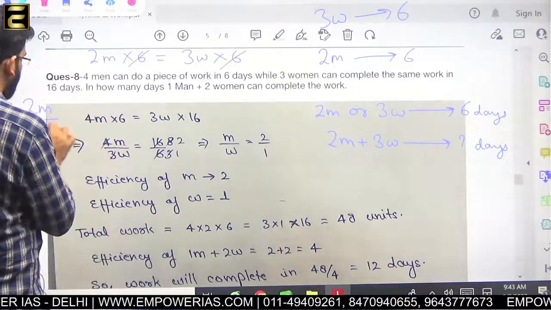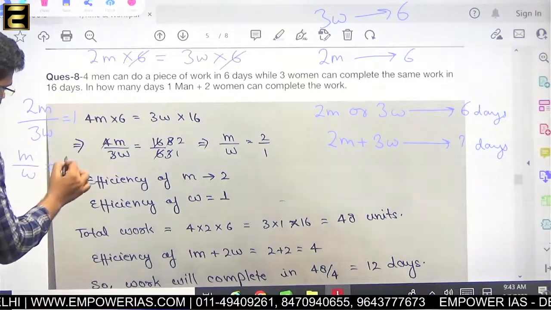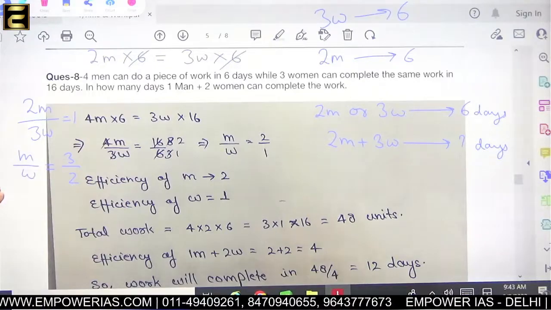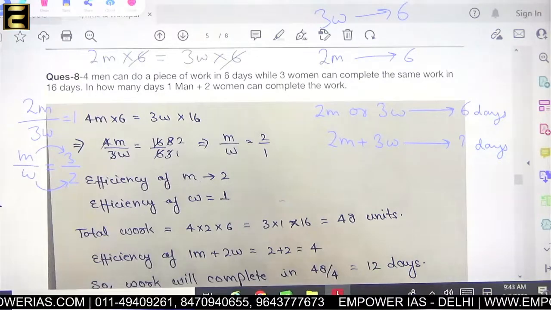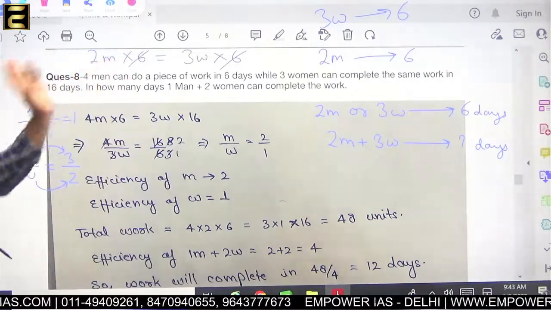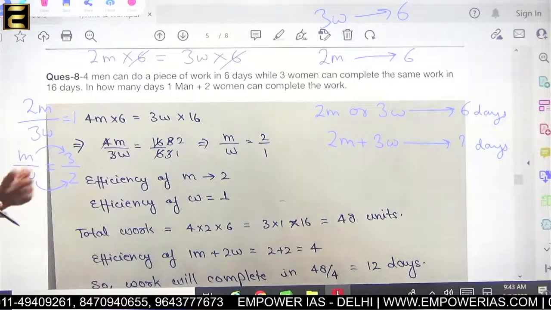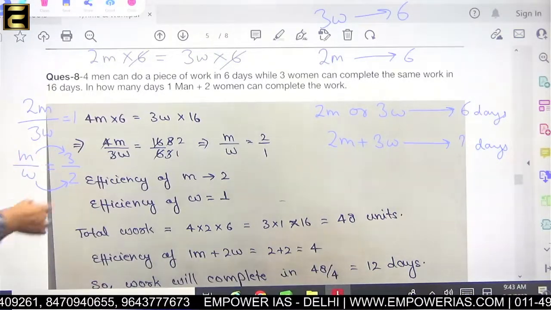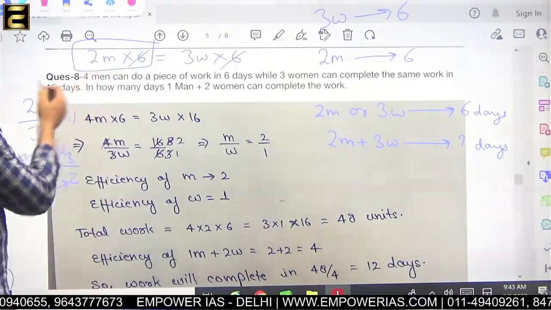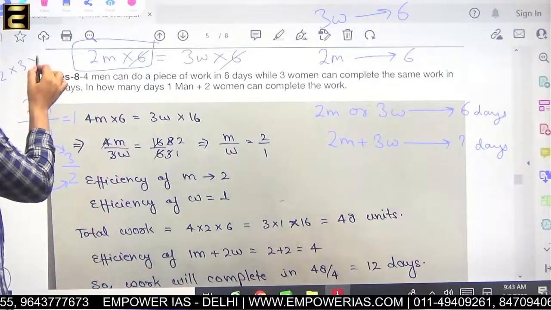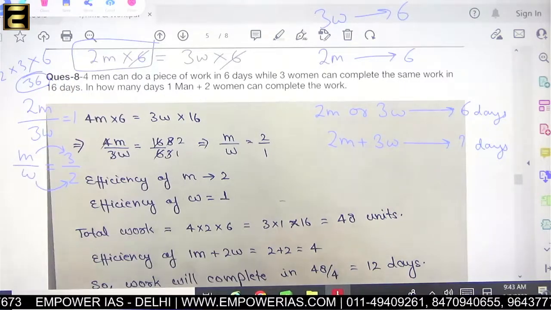So 2 men upon 3 women is equal to 1, or man upon woman is equal to 3/2. It means that the efficiency of man is 3, the efficiency of woman is 2. Now put the value in either of the equations, and we will get the quantity of the work. Here the efficiency of man is 3, so put it in this equation only. How much is the quantity of the work? Man is 3, so 2 into 3 into 6, 36. So 36 is the total unit of the work.